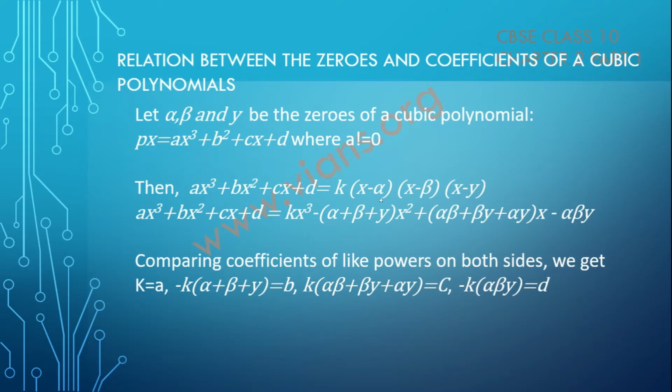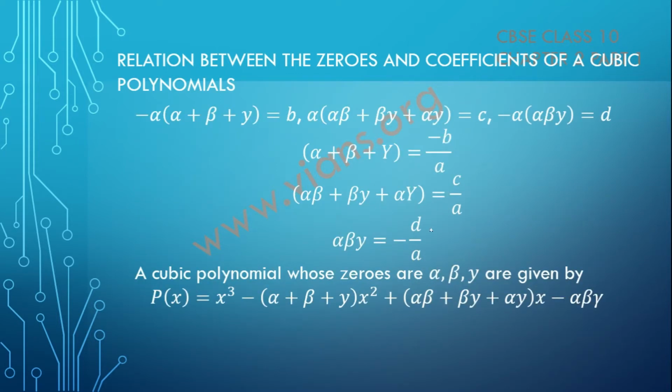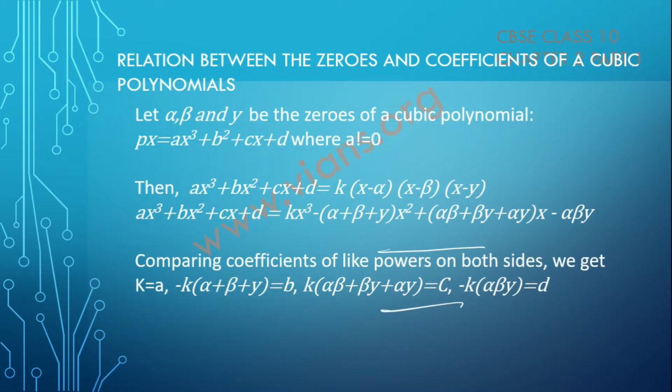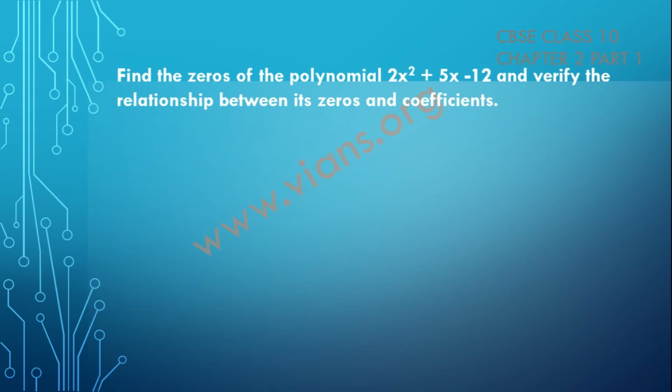We have expanded using x minus alpha, x minus beta, x minus gamma, and we've got this particular equation. And then we have found that alpha plus beta plus gamma is equal to minus b by a, alpha beta plus beta gamma plus alpha gamma is equal to c by a, and alpha beta gamma is equal to minus d by a. Now a cubic polynomial can then be written as x cubed minus alpha plus beta plus gamma x square plus alpha beta plus beta gamma plus alpha gamma x minus alpha beta gamma. All right, so this is the equation. Now let's solve a few problems before we go into the actual CBSE problems, but let's solve a few problems to get the hang of what we covered in this chapter.